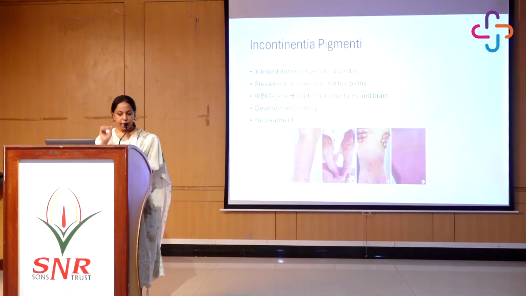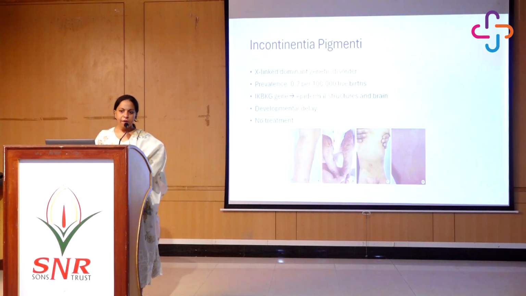Now, incontinentia pigmenti is a very rare genetic disorder, almost 0.7 in 100,000 live births. It affects a gene called IKBKG. So it affects the epidermal structures and the neuroectodermal structures. That is why it also causes vasculopathy. That's why the stroke, the pulmonary hypertension, and they actually have very classical 4 stages of skin lesions. First is the bullous lesions, then the verrucous lesion, then the hyperpigmented whorls, and then the hypopigmented scars which form.